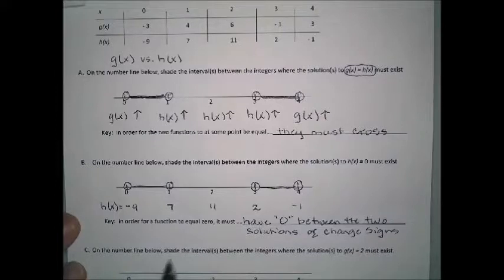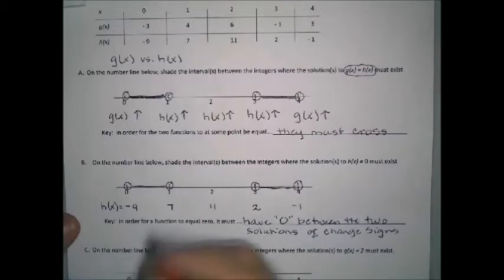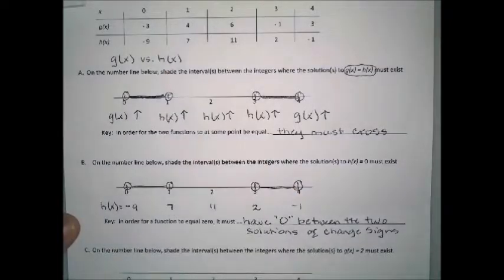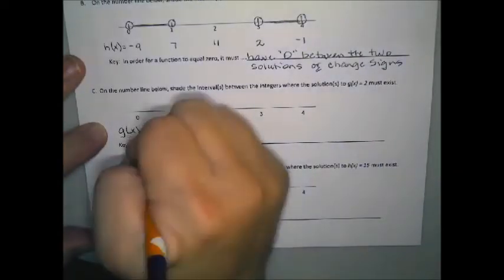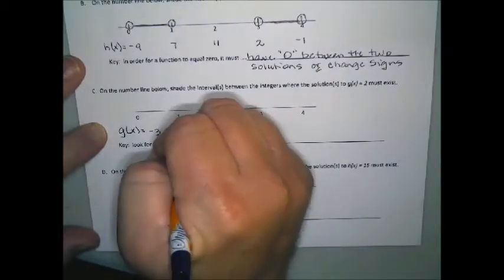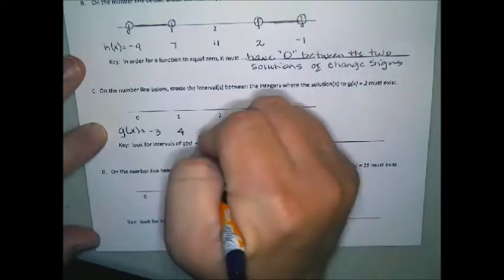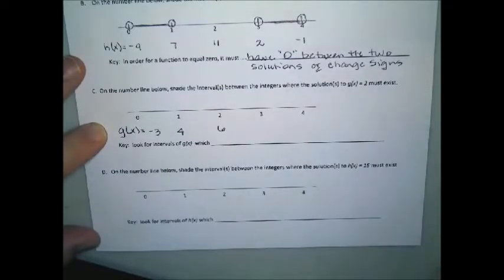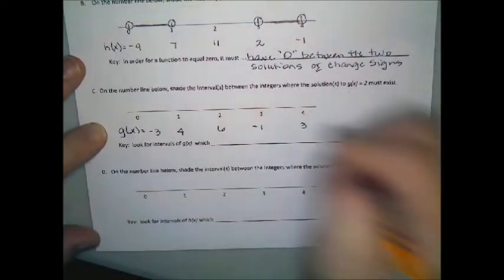On the number line below, shade the intervals between the integers where the solutions to g of x equals 2 must exist. Well, we're going to do it the exact same way we did this one, only this time it's g of x we care about. At 0, the value of g of x is negative 3. At 1, the chart tells us the value of g of x is 4. At 2, it's 6. At 3, it's negative 1. And at 4, it's positive 3.